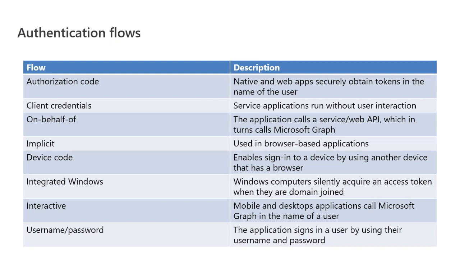So, for instance, authorization code allows our application to actually securely obtain the token. This is usually used with client-side applications. We have a device code authentication flow, implicit. We can use integrated Windows identities. We can even use a username password flow. And I'd like to walk you through 2 examples to really nail this point down.